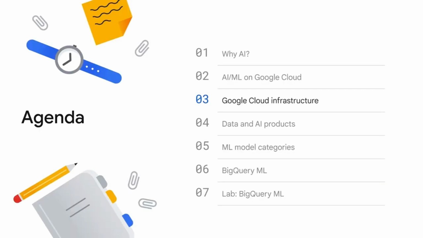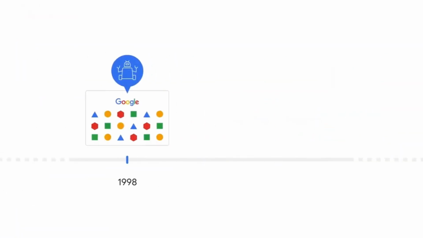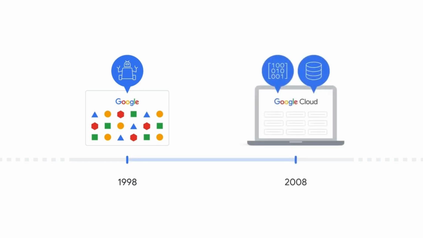Let's explore Google Cloud infrastructure. Google has been working with data and artificial intelligence since its early days as a company in 1998. 10 years later, in 2008, Google Cloud was launched to provide secure and flexible cloud computing and storage services.